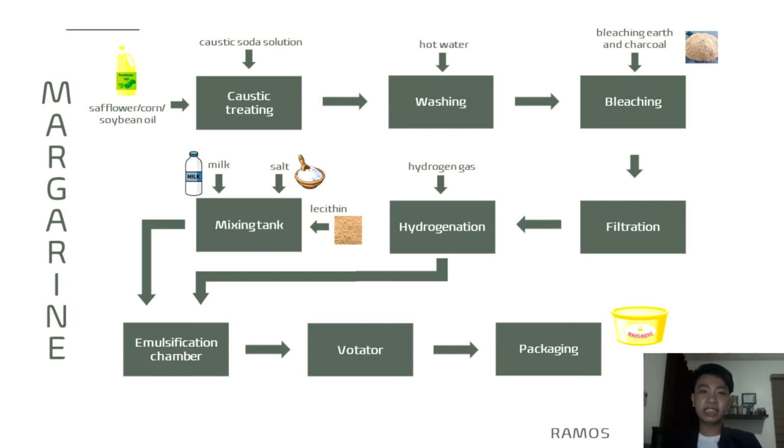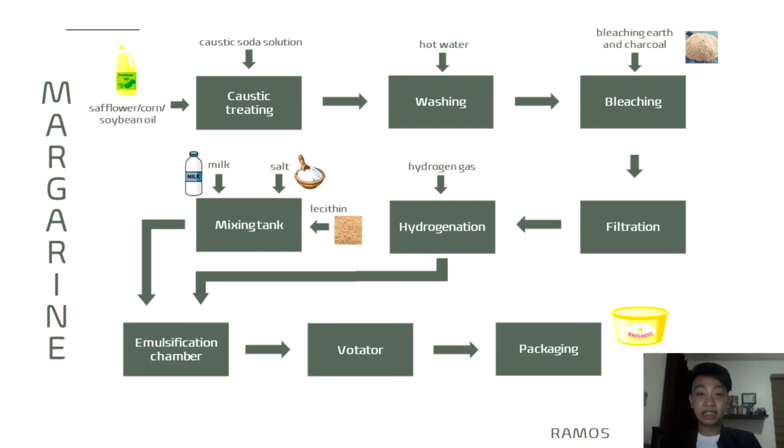Afterwards, the oil is hydrogenated by adding hydrogen gas under pressurized conditions. This process is what converts the unsaturated oil into a trans fat. Meanwhile, in a separate mixing tank, milk, salt, and lecithin are mixed together. Lecithin is an emulsifying agent that decreases the surface tension between the oil and this mixture. As a result, margarine is a semi-solid as it is neither fully liquid nor fully solid.